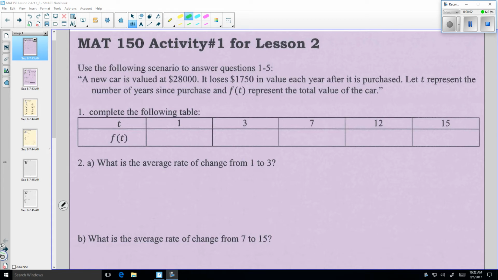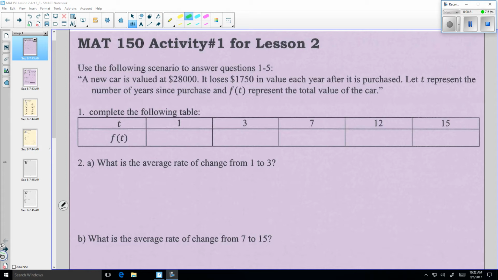Hello class, so here we are with lesson 2. We're going to explore several other really important ideas as they relate to function and function behavior in this lesson. So the first thing we're going to talk about is the concept of average rate of change.